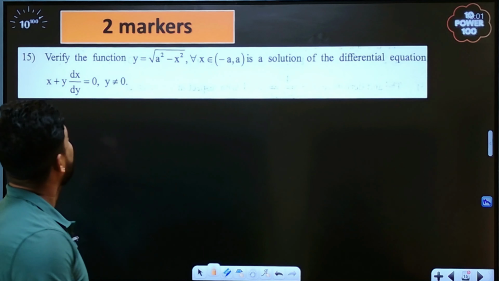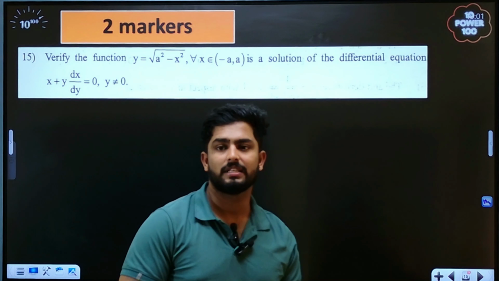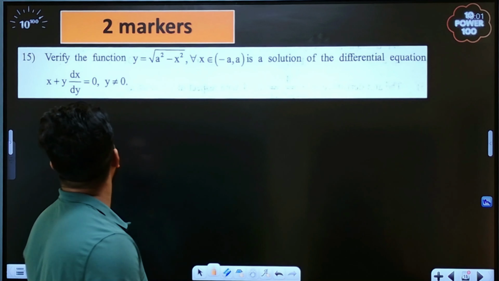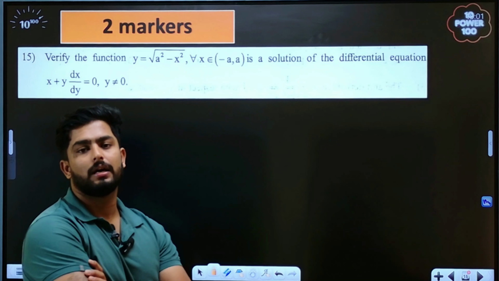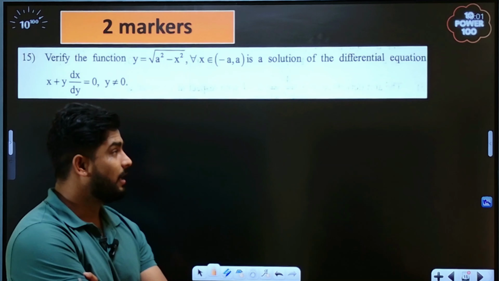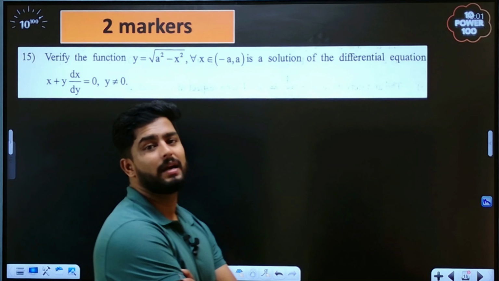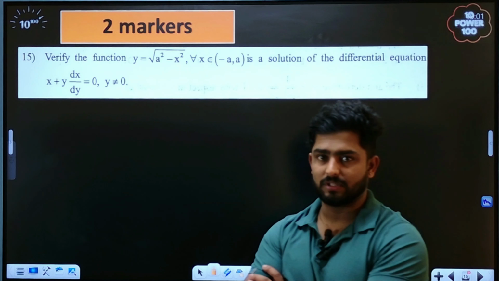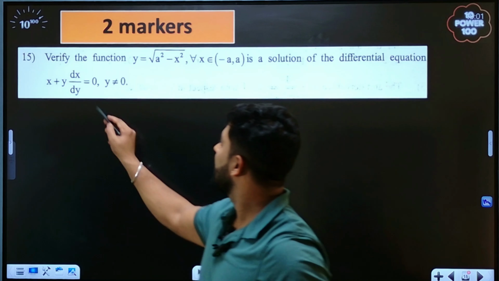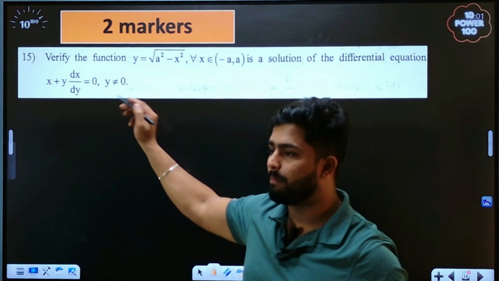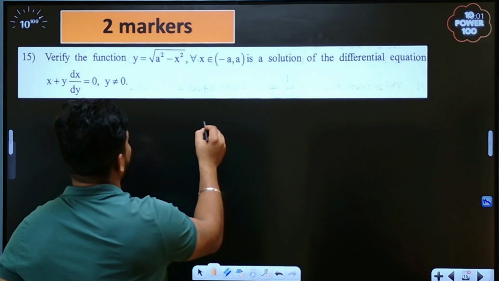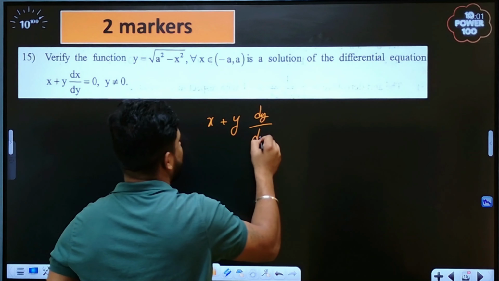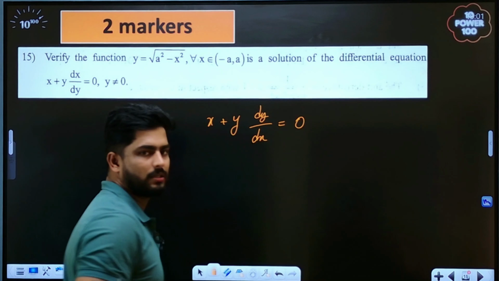Next, verify that the function y equal to root of a square minus x square for all x in (minus a, a) is the solution of the differential equation x plus y into dy by dx is equal to 0. So I said dy by dx, but they have changed something. I don't know whether it is a technical error or whether they purposefully gave this, children. Now in the textbook the same question is there, but in the textbook it is actually x plus y into dy by dx is equal to 0. This is the question we have in the textbook.